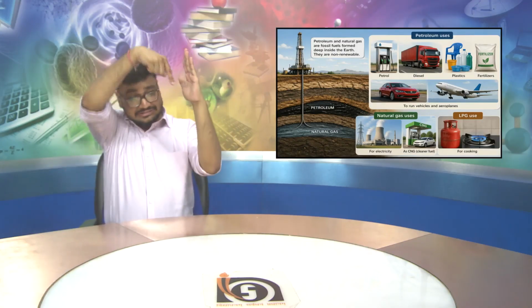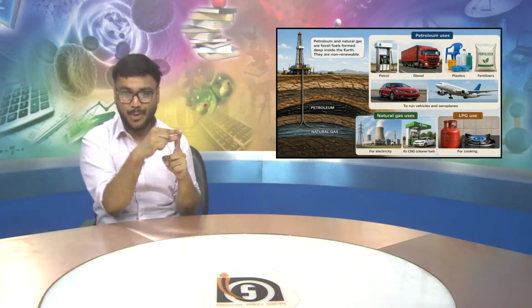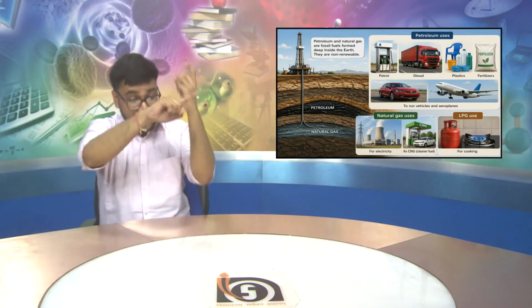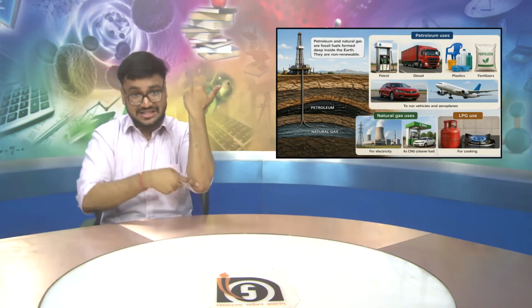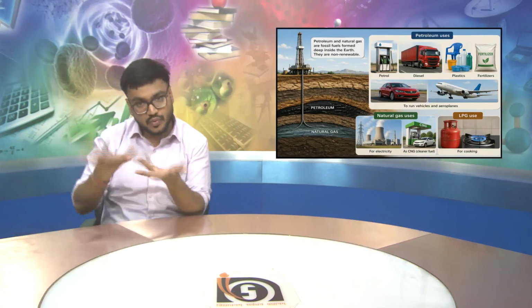This picture on the screen shows that petroleum and natural gas are fossil fuels found deep inside the earth and are non-renewable. Petroleum includes petrol, diesel, plastic, fertilizers, etc. Natural gas is used for electricity, CNG, fuel for vehicles, and LPG. These fuels are important for energy and daily life uses.